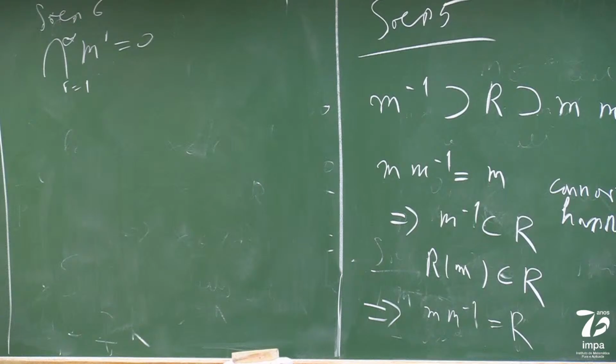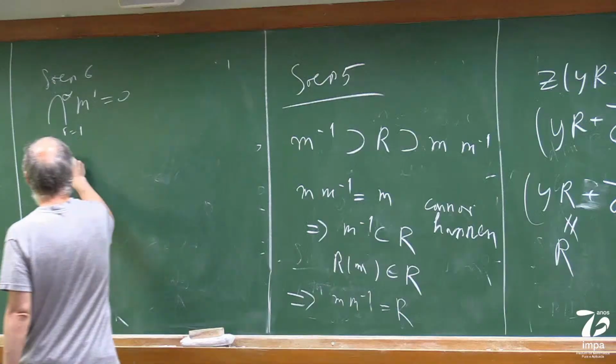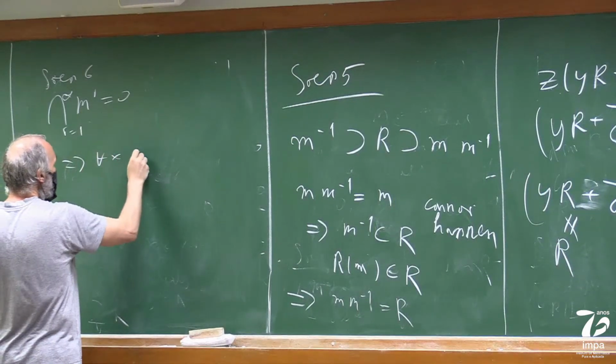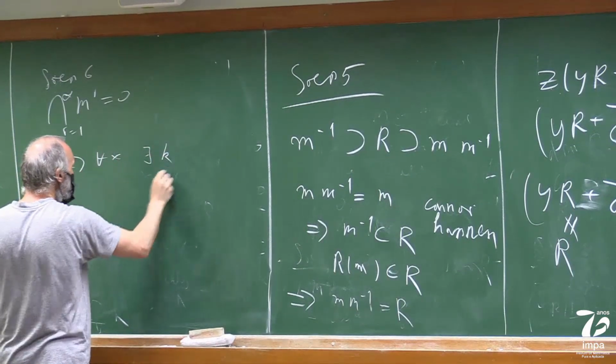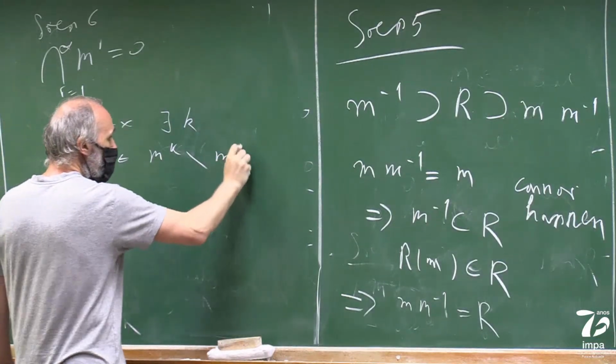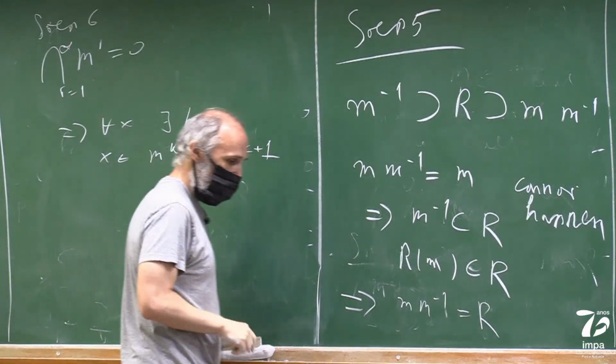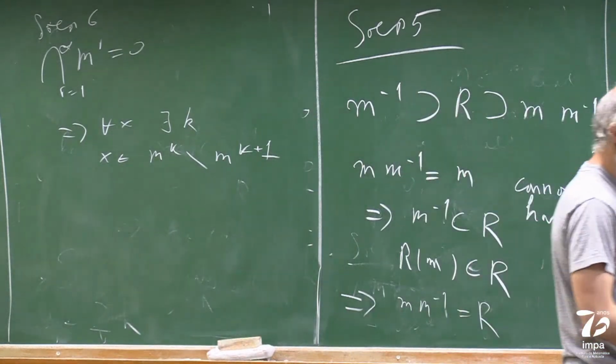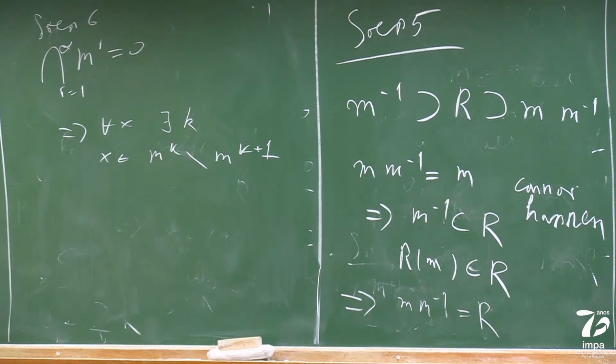And this implies that for each x, there exists k such that x belongs to m to the power k without m to the power k plus 1. You have this filtration by this ideal, and it is proper. And I choose P.